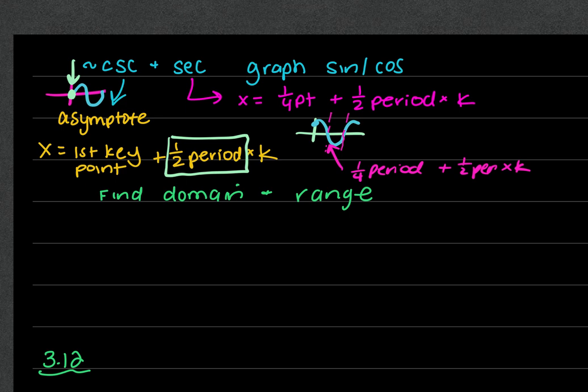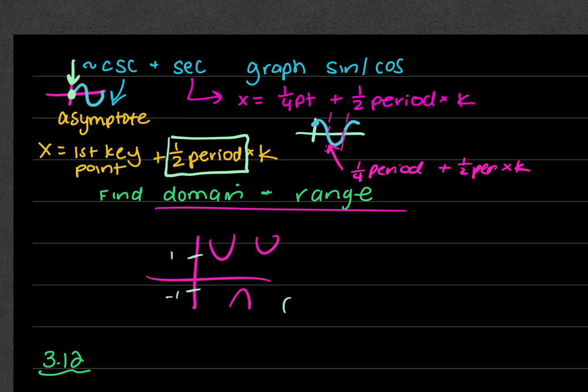And then obviously you have to do your domain and range. Domain is going to be all real numbers except where the asymptotes are. And your range, remember, it bounces. So if it does this and this, and let's say this is -1 and 1, my range goes from -infinity to -1, and then 1 to positive infinity.